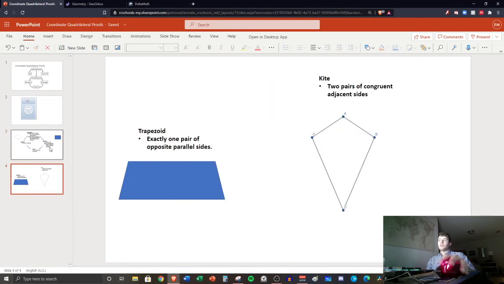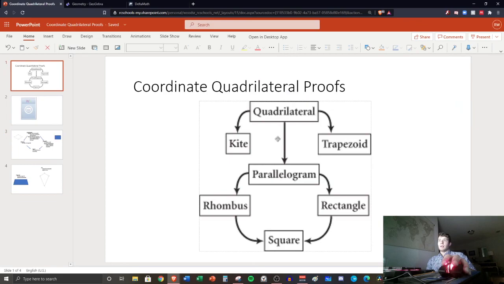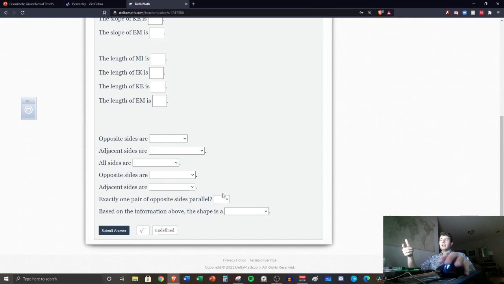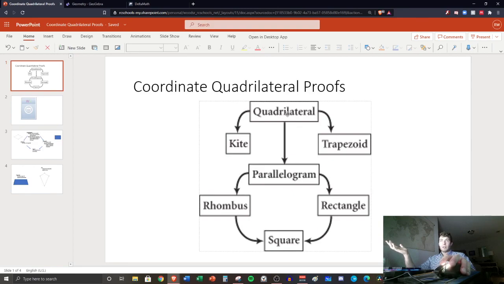And remember that kite and trapezoids are not parallelograms. So as soon as you show that the opposite sides aren't parallel, then you should be thinking it's a trapezoid or a kite, okay? Now there's also an option that's possible that it is none of these. We didn't see that on the first example, but you may get a shape in here that it's none of them, all right? Where it's just a quadrilateral, where it has four sides, and that's it. There's nothing else special about it.